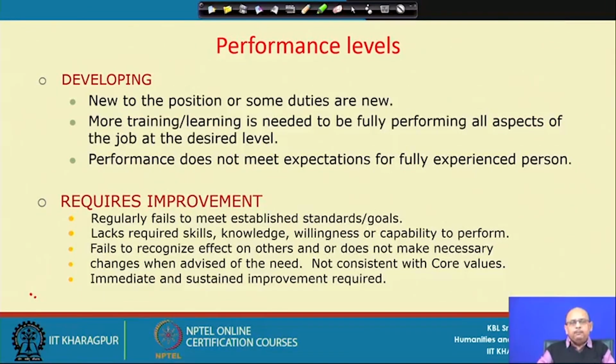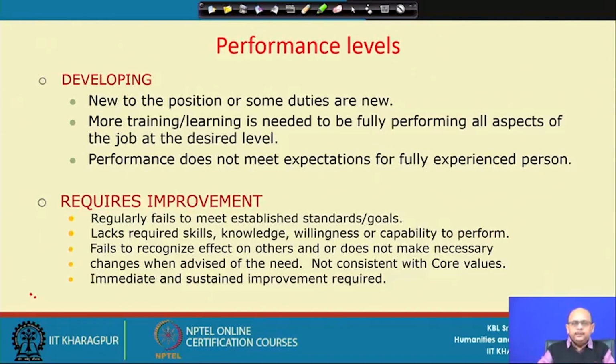So, the third level of performance is developing. We talked about top level and valued employees. At the third level we have developing and requires improvement. It means that at the third level you have someone who is not able to perform up to the expectations, at the desired level. It means that he needs to develop.